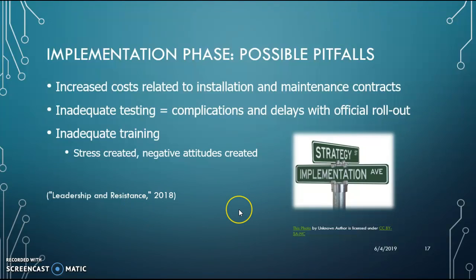Increased costs related to installation and maintenance contracts are other possible pitfalls. Inadequate testing leads to complications and delays with the official rollout. Inadequate training: not training your users creates stress, and it creates negative attitudes towards the entire project.